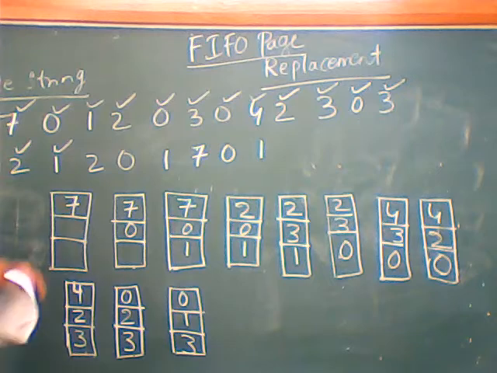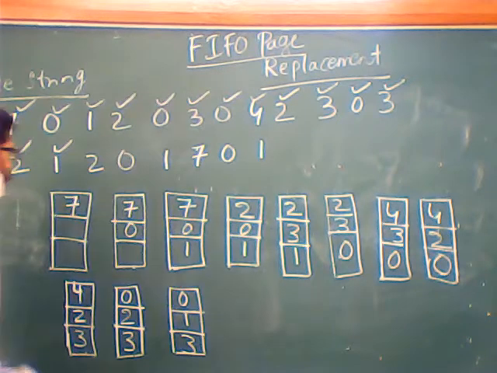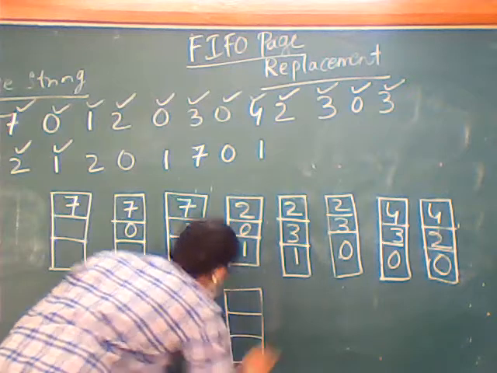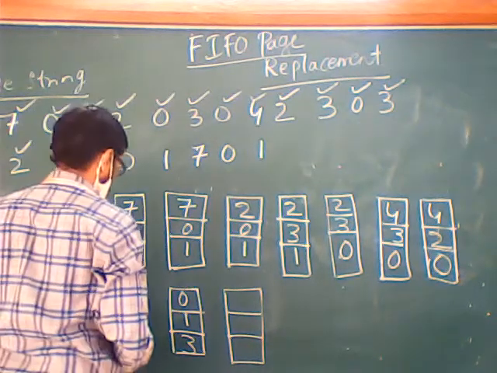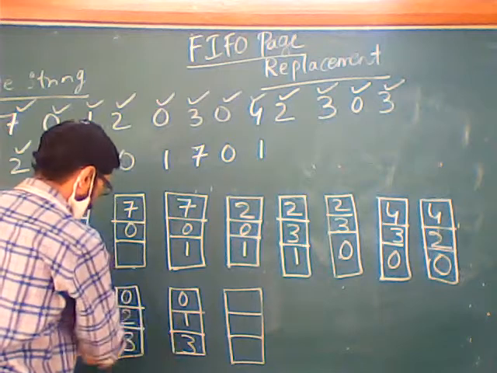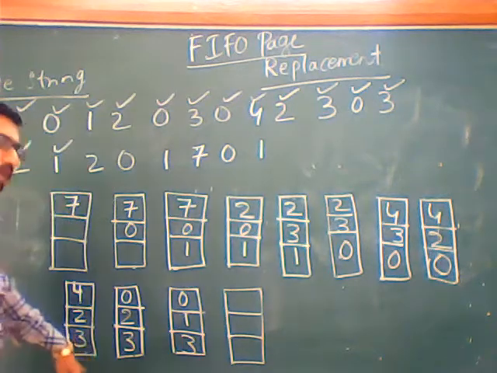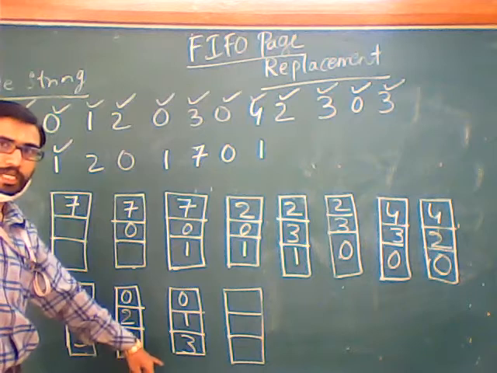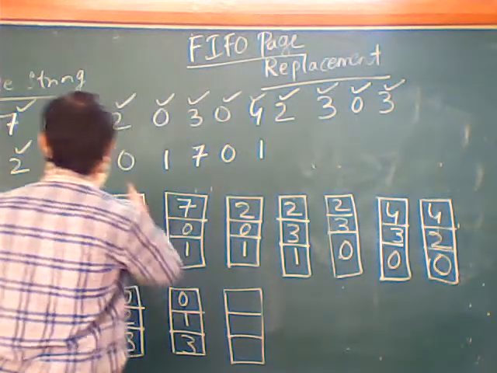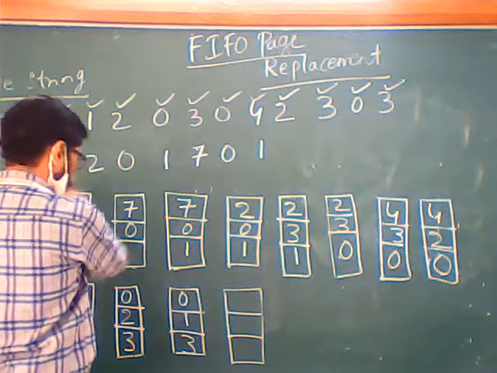Okay. Now go for 2. 2 is not there. So again page fault. So which are you going to refer again? 0, 1, 3. Which are first out? 3. Are you following? So in place of 3, we will put what? 2.